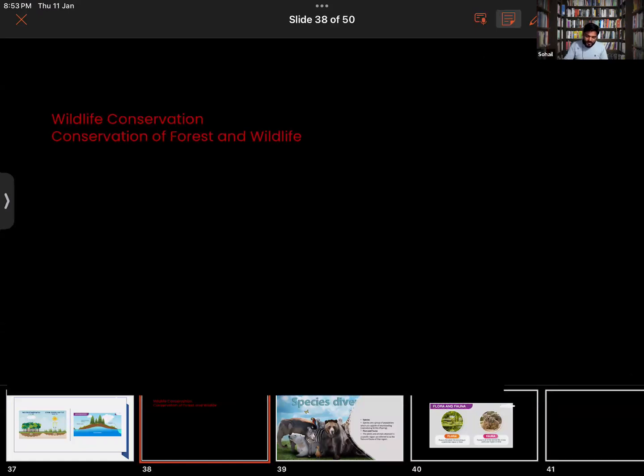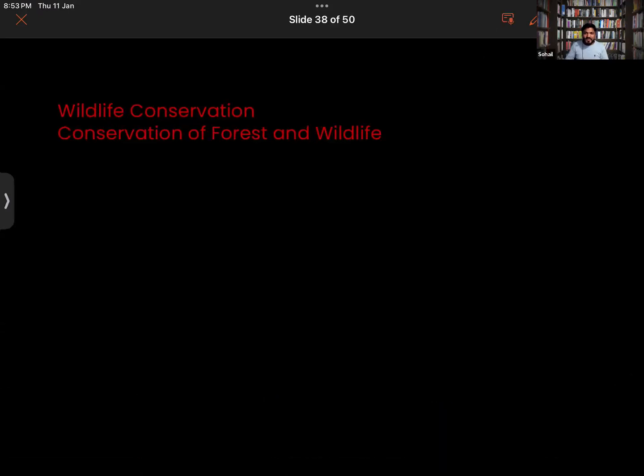While forest conservation and wildlife conservation here in India, especially, there have been so many forest conservation movements, right? For example, you have the Appiko movement, you have the Chipko movement, that is a tree hugging movement. And then we also had the Narmada Bachao Andolan, which was the struggle against the Narmada River Valley project in India.